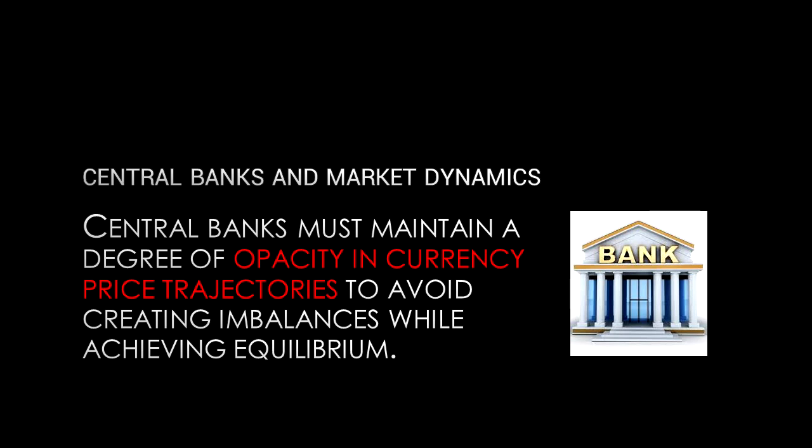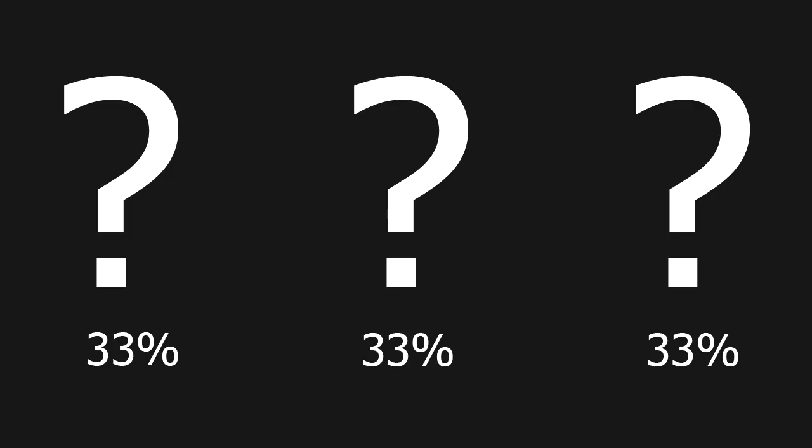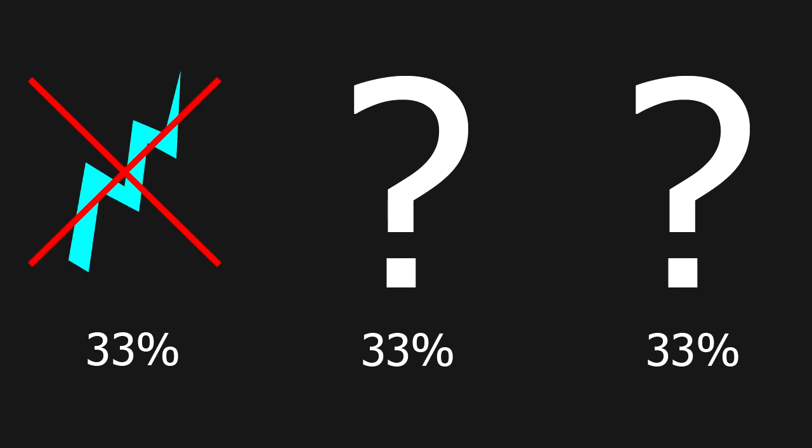For traders, this means that the ability to adapt to changing market conditions is often more valuable than seeking perfect forecasts. Price movement can follow one of these three trends: bullish, bearish, sideways. When a trader places a market order, they initially have a 33% chance of aligning correctly with the current trend. This is a crucial point. The probability is 33%, not 50%, as one might intuitively think. If the trader realizes they have chosen the wrong direction initially and then focuses on the remaining two possibilities, the probability of making the correct choice on the next attempt increases to 66%.